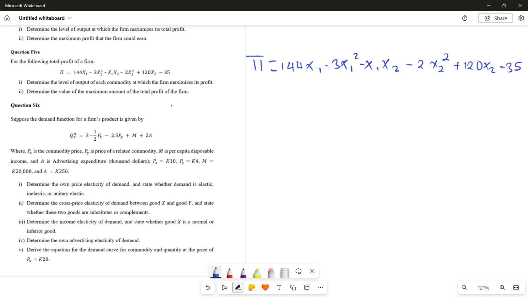Determine the level of output of each commodity at which the firm maximizes its profit. This one is simple. How? You just have to find the partial derivative of the profit function with respect to x1, then find another partial derivative of the same function with respect to x2. Then you solve the two functions simultaneously and get their values. I'll solve the first part for getting the quantities x1 and x2. For the second part, where you have to find the profit, you put those values back in the profit function and punch on the calculator.